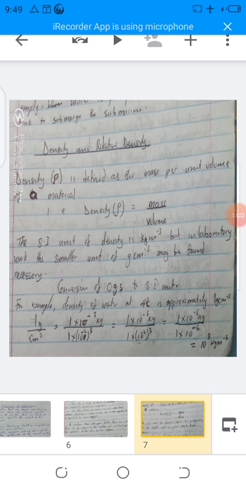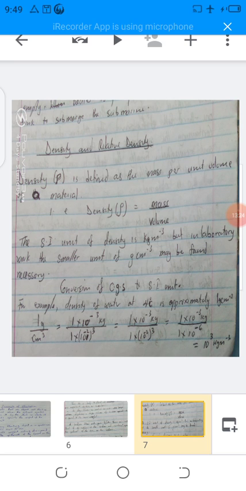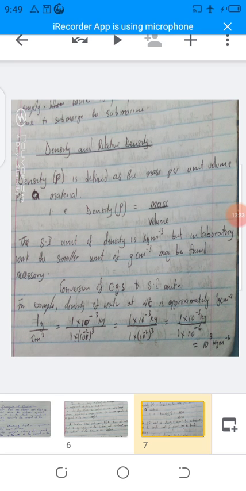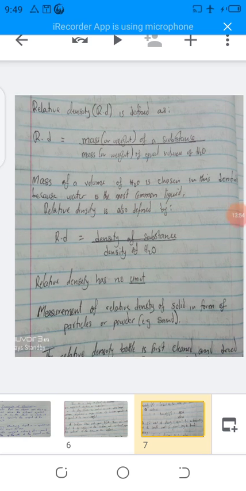How do you convert that? 1 gram per cm cubed, the same thing as 1 gram all over cm cubed, which is equal to 1 times 10 to the power of minus 3 kilogram, since gram to kilogram is divided by 1000, all over centimeter to meter, which is divided by 100. So that means 1 times 10 to the power of minus 2, with everything in bracket to the power of 3. So that will give us 10 to the power of 3 kilogram per meter cubed.